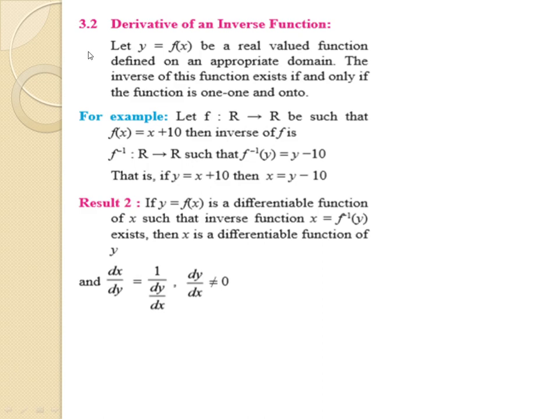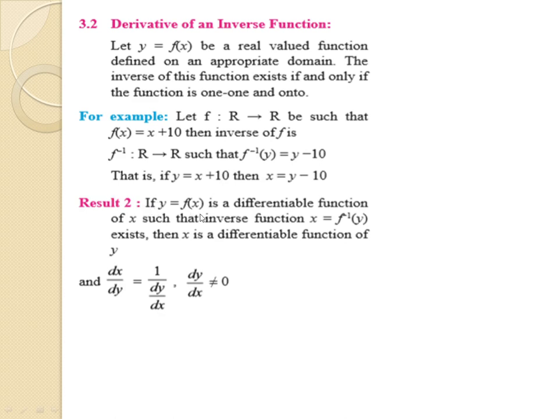Next topic is the derivative of an inverse function. Let y is equal to f of x be a real valued function defined on an appropriate domain. The inverse of this function exists if and only if the function is one-one and onto. For example, let f from R to R be such that f of x is equal to x plus 10, then inverse of f from R to R is such that f inverse of y is equal to y minus 10. Means if y is equal to x plus 10, then x is equal to y minus 10. So f inverse is called the inverse function.